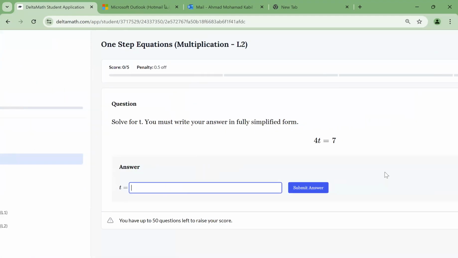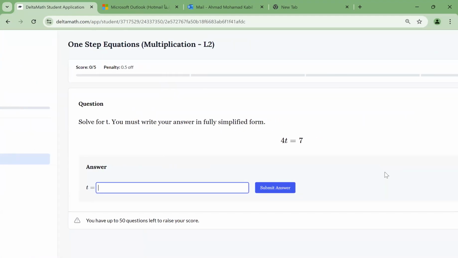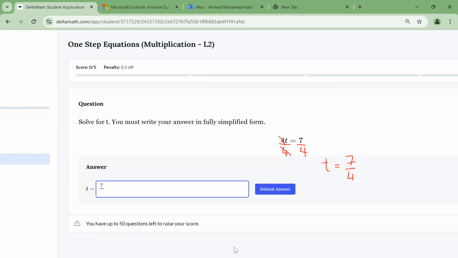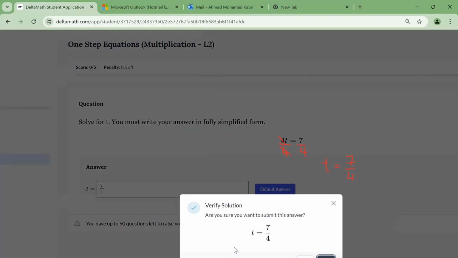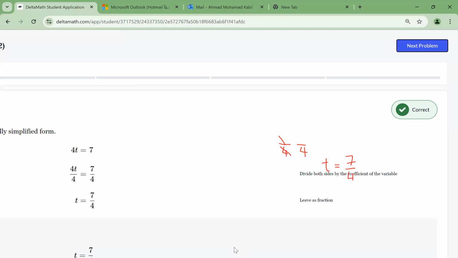Level 2 in multiplication. So here we have 4t equals 7. So we divide by 4 on both sides. The 4 cancels out with the 4, and you get t equals 7 over 4. So we just write here 7 divided by 4. And this is the correct answer here.